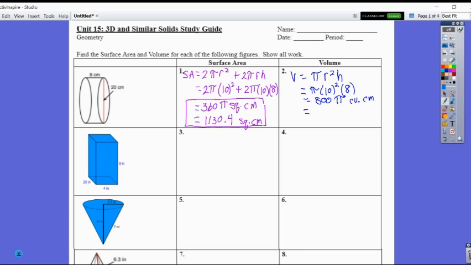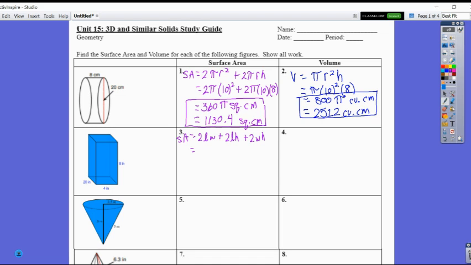Or multiply that out into a decimal, multiply by 3.14 in your calculations, 2,512 cubic centimeters there as well. Next up, we've got a rectangular prism. So when you want to find the surface area for that rectangular prism, we're thinking 2LW plus 2LH plus 2WH.